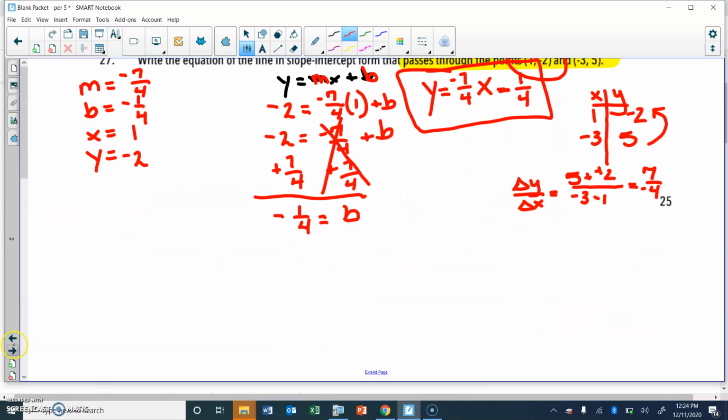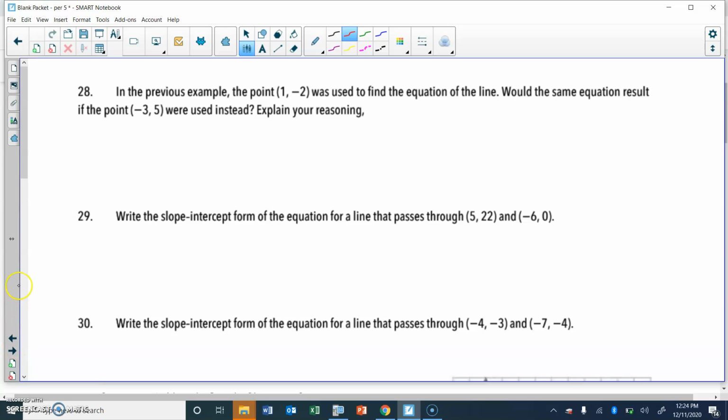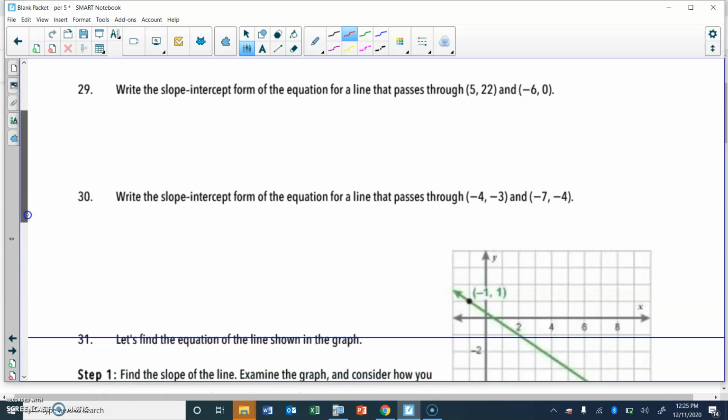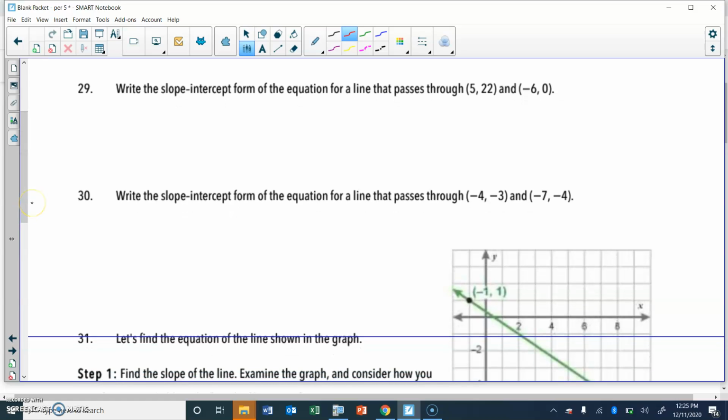Next one. Not that one. That one. Yeah. I'm only doing 3 problems with you, and then you have problems to do on your own. Okay, write the slope-intercept form of an equation. I'm going to stop right there. I'm going to write y equals mx plus b, where I have to substitute in for m and b.